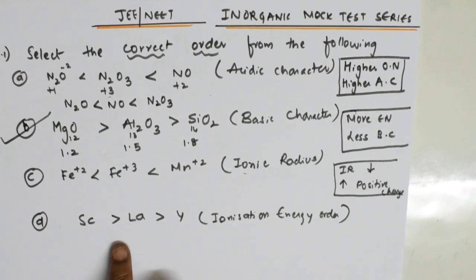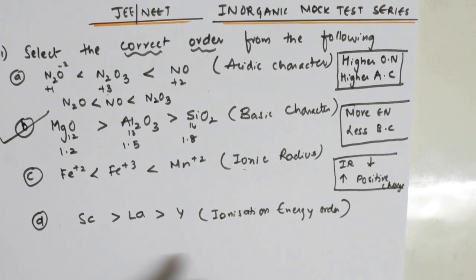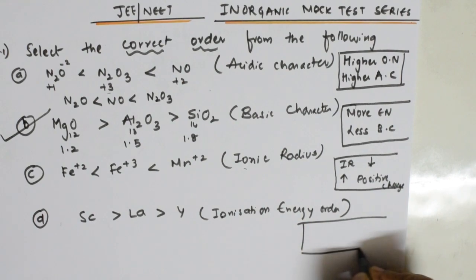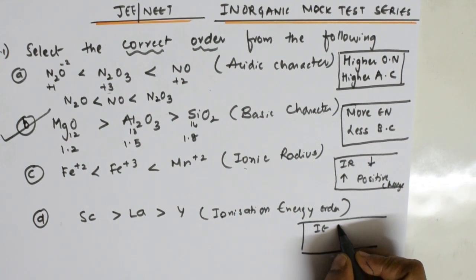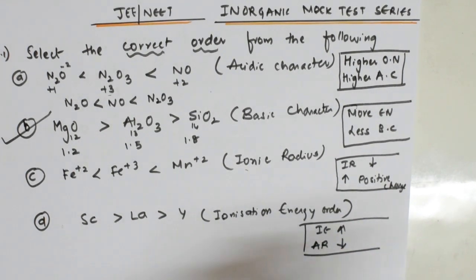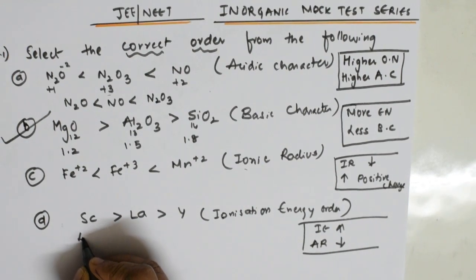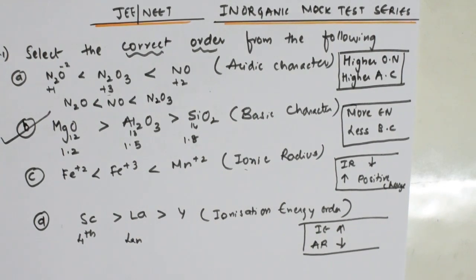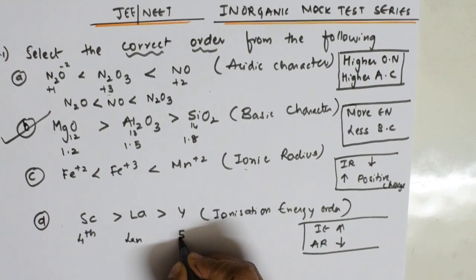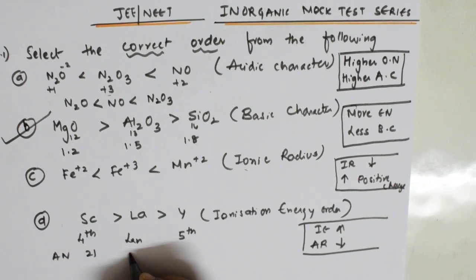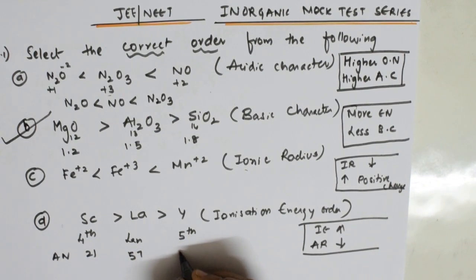Done. When it comes to scandium, lanthanum and yttrium, here we have to speak in terms of ionization energy order. Now what do we know? Ionization energy, always what clue should you remember? Ionization energy increases as atomic radius decreases. So when atomic radius decreases, ionization energy increases. Now scandium belongs to which period? It belongs to the 4th period. Lanthanum belongs to the lanthanide series, that is the f block element, and yttrium belongs to the 5th period. If I have to write the atomic numbers, scandium is 21, lanthanum I think is almost 57, and yttrium is 39.